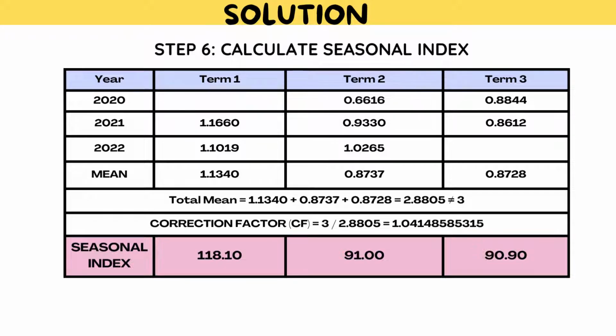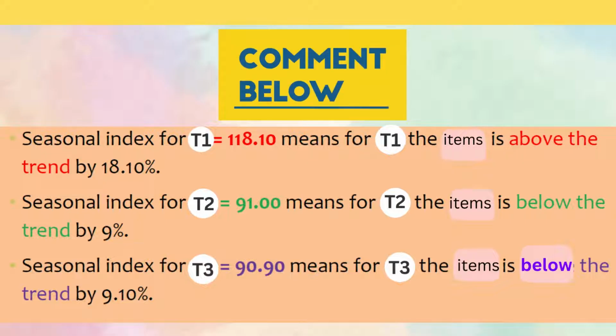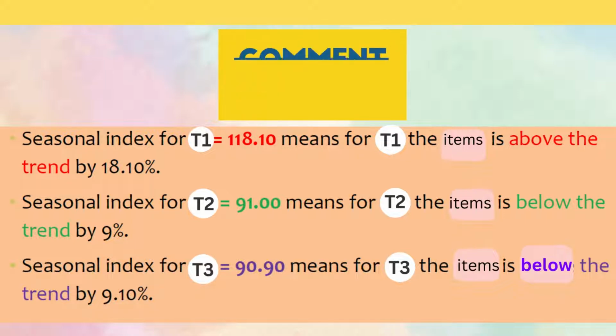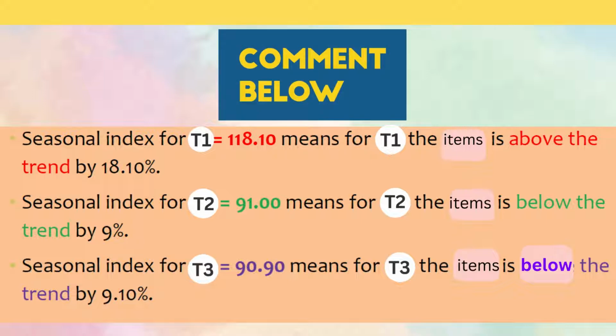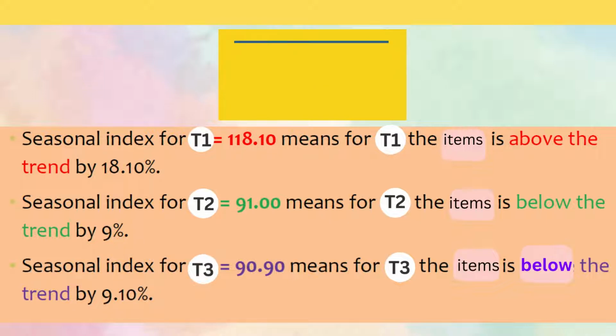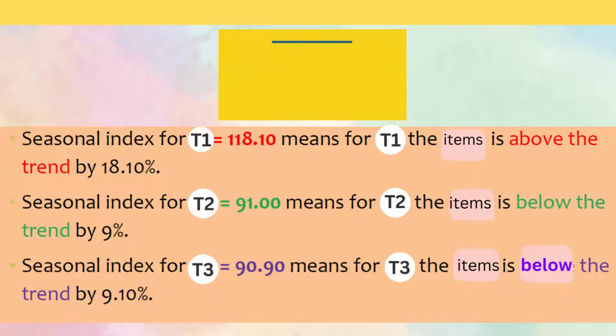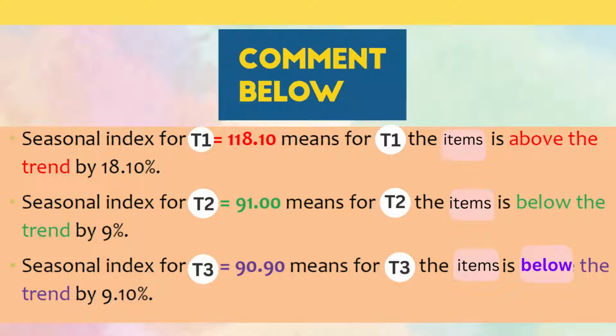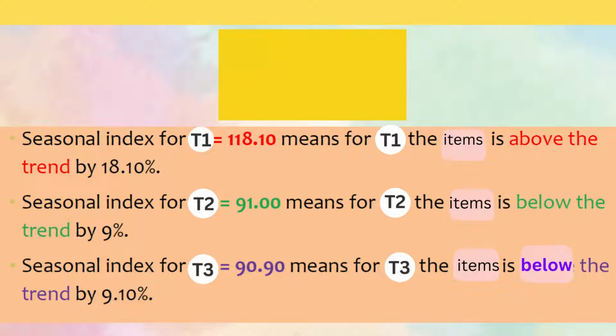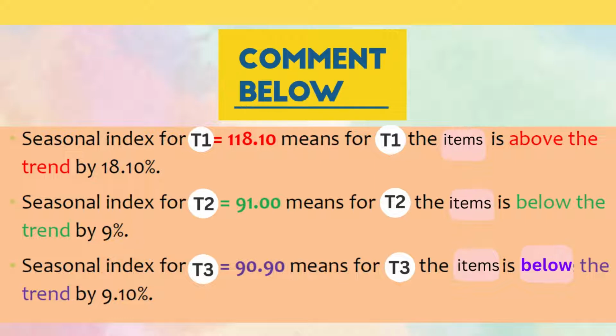But don't forget, the question also asks us to comment on the values obtained. Now, let's see how to comment on the values obtained. For seasonal index term 1, the answer is 118.10. This value is greater than 100, so the items are above the trend by 18.10%. For seasonal index term 2, the value obtained is 91.0. This value is lower than 100, so the items are below the trend by 9%.